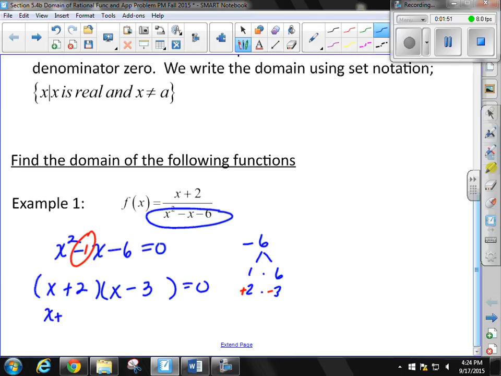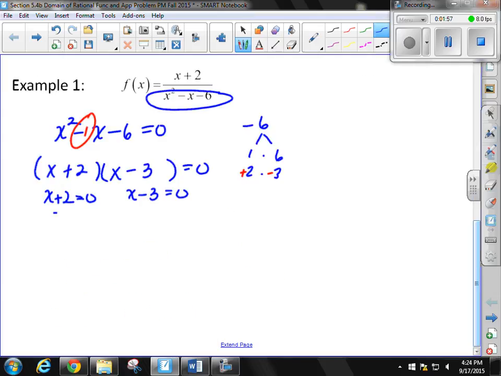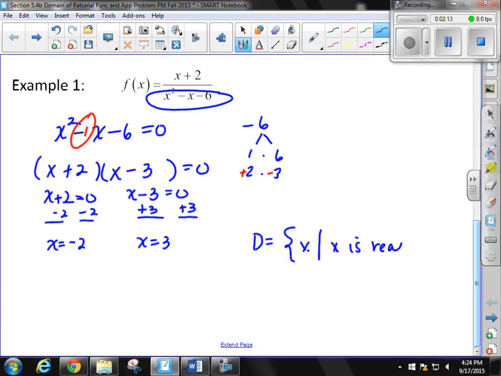Set each factor equal to 0 and solve for x. Subtract 2 from each side of the equation, x equals negative 2. Add 3 to each side of the equation, and I get x equals 3. So my domain is equal to the set of x such that x is real and x is not equal to negative 2, 3.